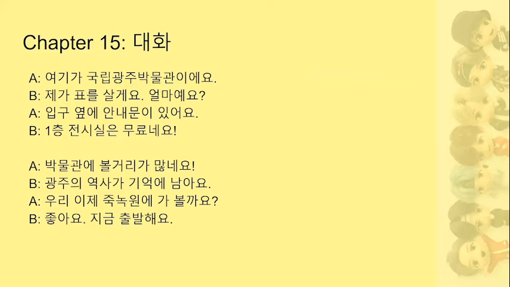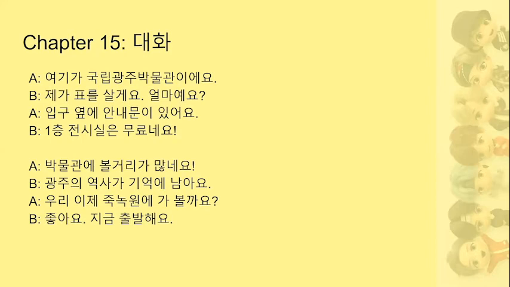제가 표를 살게요. I'll buy tickets. 얼마예요? How much are they? 입구 옆에 안내문이 있어요. Which means next to the entrance, there is a notice or a sign. So that 입구 is entrance, 옆에 next to, so 옆 is next to, beside, and then 에 is the location particle, so 입구 옆에 next to the entrance. 안내문 is some sort of notice or sign, and then 이 있어요. So we've already learned that, of course. So there is a notice or sign next to the entrance.